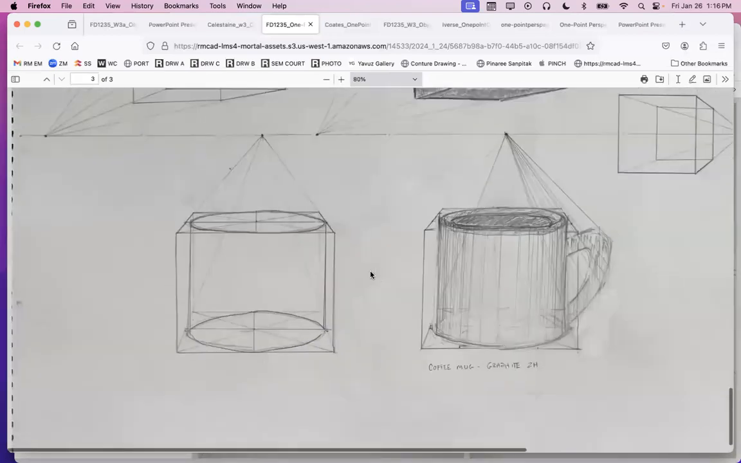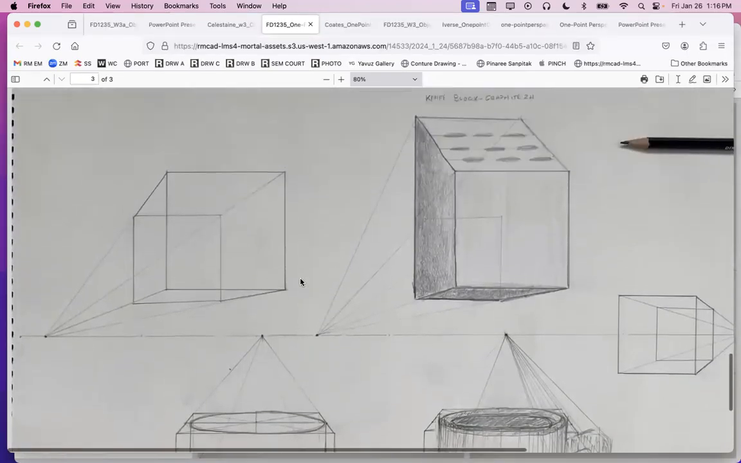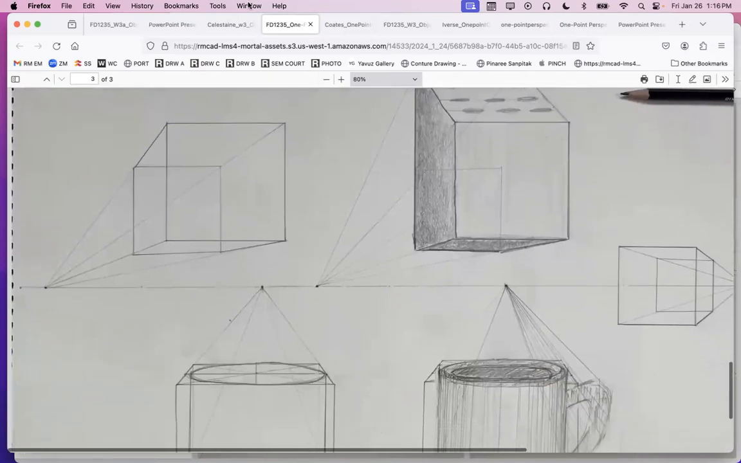And that's going to tell me that you either did this correctly, or you don't understand how to construct the drawings.